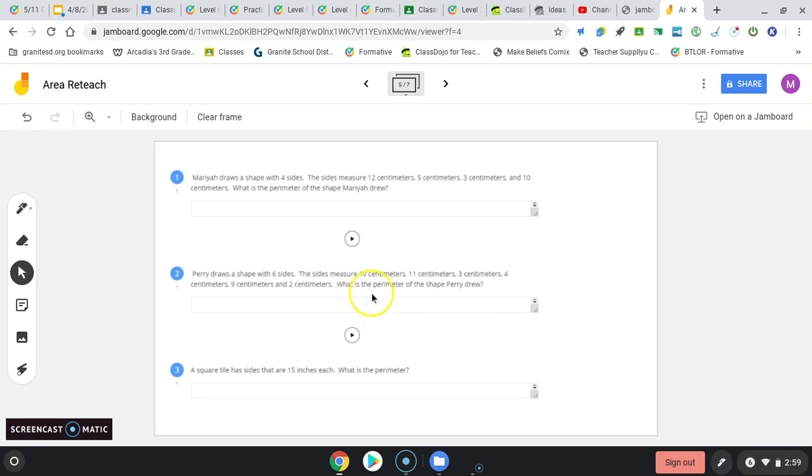Okay. Number 2, it says, what is the perimeter of the shape down here at the very end? It's the same thing. Okay, so make sure you just pay close attention to what they're asking for. So 1 and 2, perimeter. Okay, number 3, a square tile has sides that are 15 inches. What is the perimeter? Right, so each side is 15. A square has 4 sides, so make sure you just add the correct number of 15.